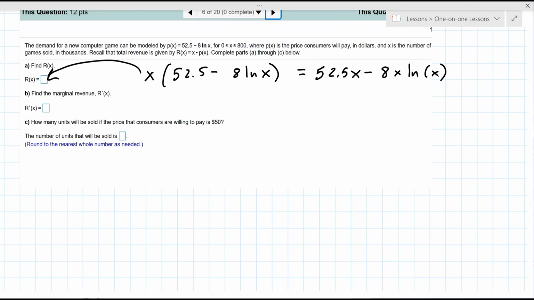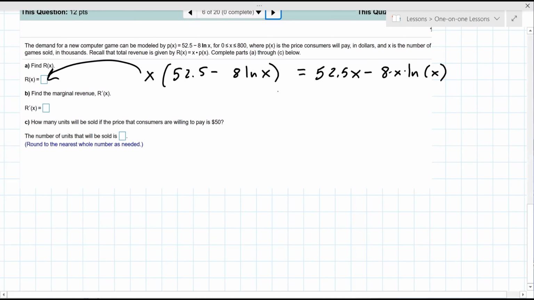Is that 8x or 8x squared? It's 8 times x times the natural log of x. And that would be the answer for part A? Yes. It wants it in terms of x, so it wants a function. And then for B, just find the derivative of that.